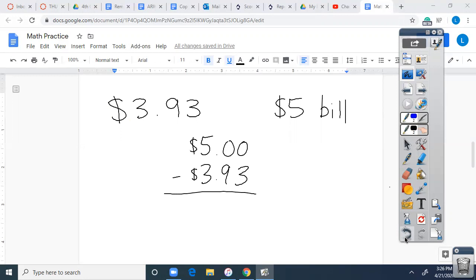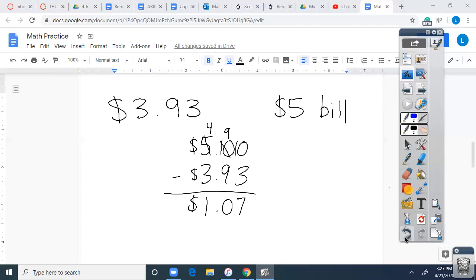Okay, so we're going to borrow from the 4, 10, and borrow from the 10. So you got 10 minus 3 is 7, 9 minus 9 is 0, 4 minus 3 is 1. Bring down our dollar sign, $1.07. Okay, so change back. If they're talking about getting change back, you are going to subtract those numbers.